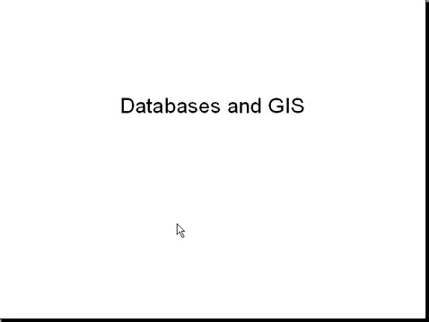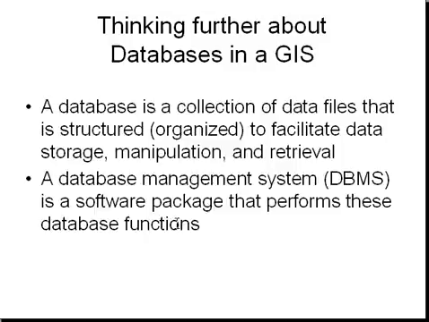In this next section of the video, I want to talk about databases and GIS. Some people describe GISs as a glorified database, or a database that uses spatial information. To understand why this is the case, just look at the definition of a database. A database is a collection of data files that is structured or organized to facilitate data storage, manipulation, and retrieval. So it sounds to me exactly like a GIS, without, of course, the emphasis on spatial data.